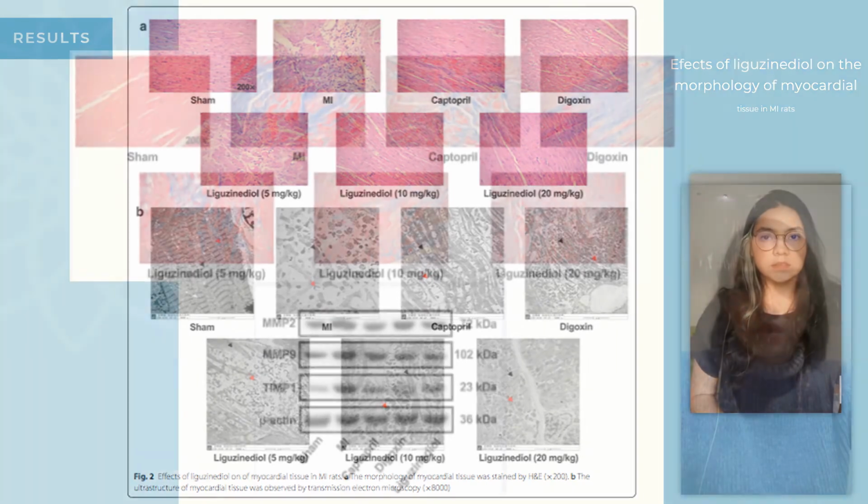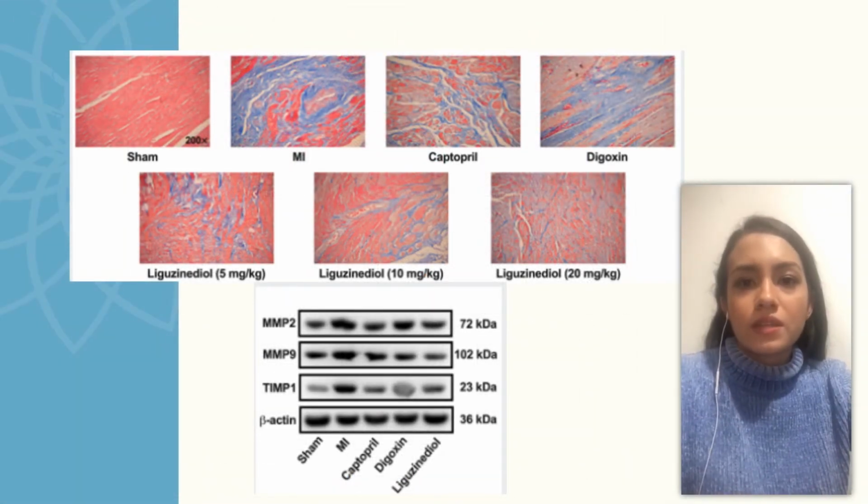This is the Masson stain. With the Masson stain, we wanted to observe the behavior of the collagen fibers in the left ventricle. In MI rats, collagen was increased and necrotic cardiomyocytes were increased. Captopril, digoxin, and liguzinediol can reduce collagen deposition and myocardial fibrosis.